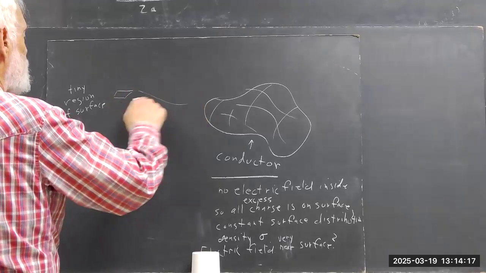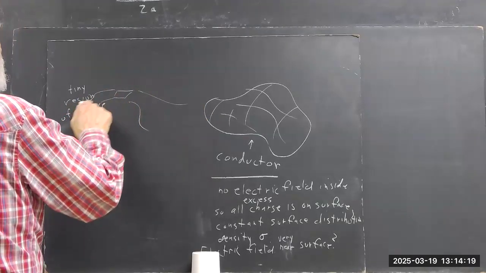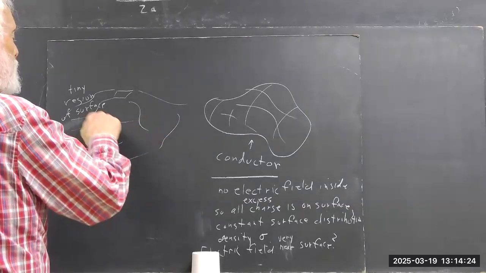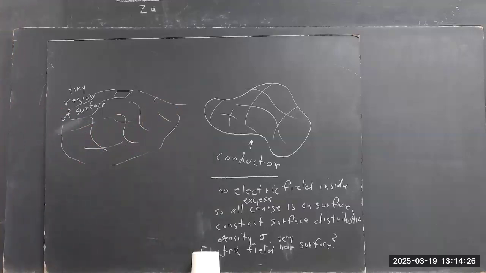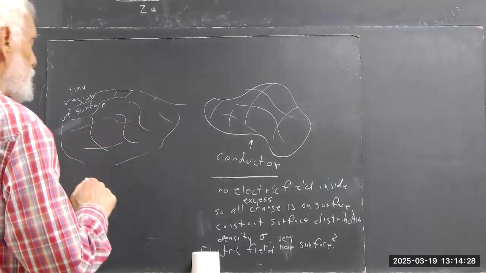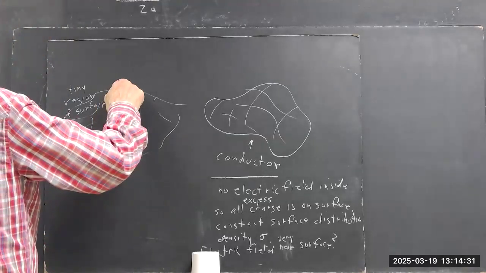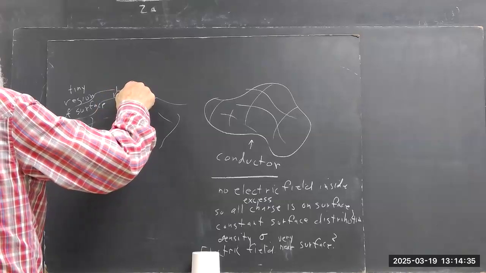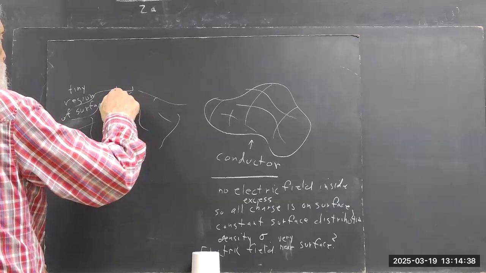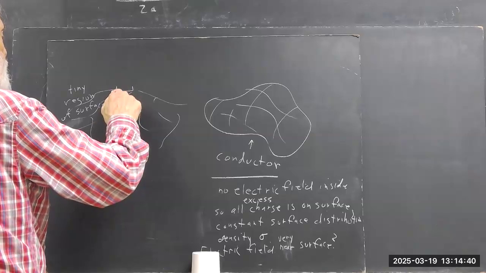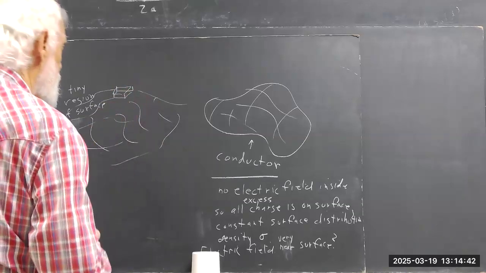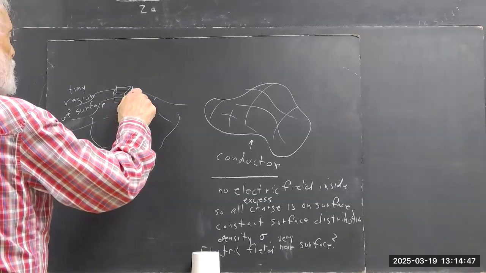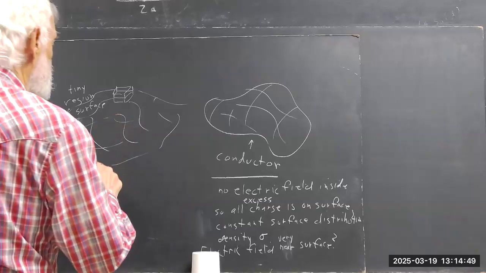Surface. Then the conductor goes on like so, whatever the shape of the thing is. But here's a tiny region of the surface. So what we're going to do is a prism, rectangular cylinder, like so, above the surface, and a little bit below the surface.